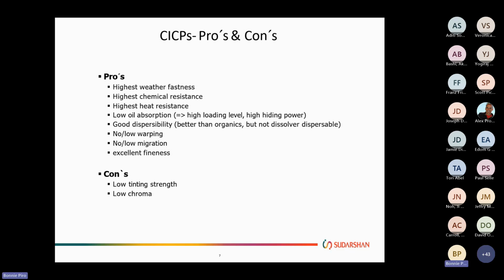Of course, with every pro, there's also cons. Because they're inorganic pigments, they do have a low tinting strength and lower chroma versus their organic counterparts. But this is where the organics come in handy. Mixing them with the CICPs raises that strength and increases that chroma availability with a combination.